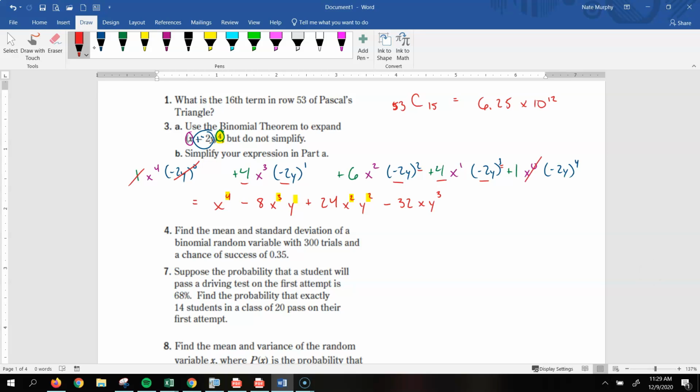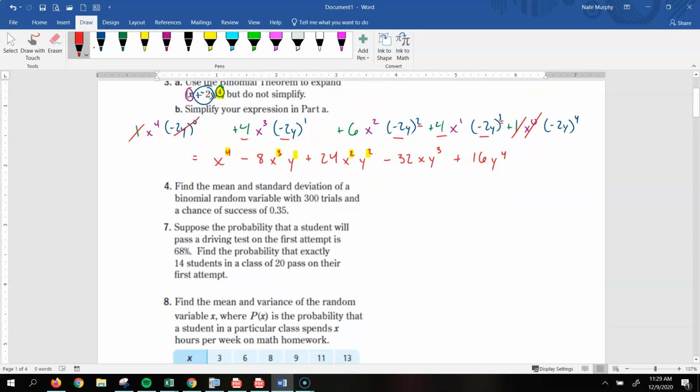And lastly, just like at the beginning, x to the 0 power is 1. Multiplying that times the negative 2 to the 4th is not going to change anything. But negative 2 to the 4th power would be a positive 16. So it would be plus 16y to the 4th. And that is how you get your answer for number 3.